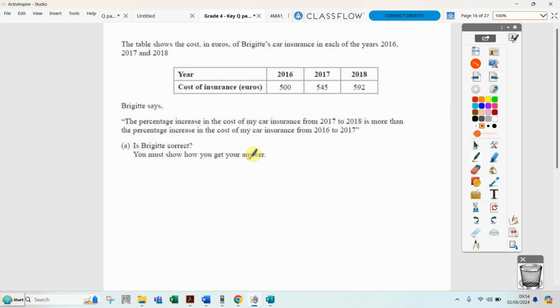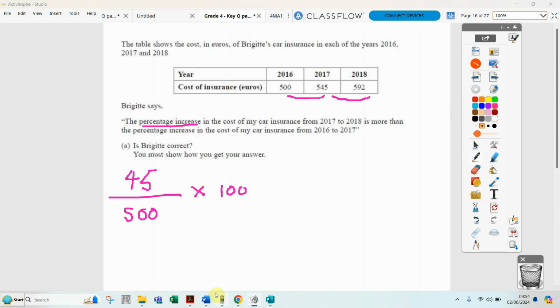Next, we have a question here about percentage increase. The formula for percentage increase is difference over original times 100. So, percentage increase from 2016 to 2017 and from 2017 to 2018. Let's look at 2016 to 2017 first. The difference between 500 and 545 is 45. So it's 45 difference over the original, which would be 500, times 100.